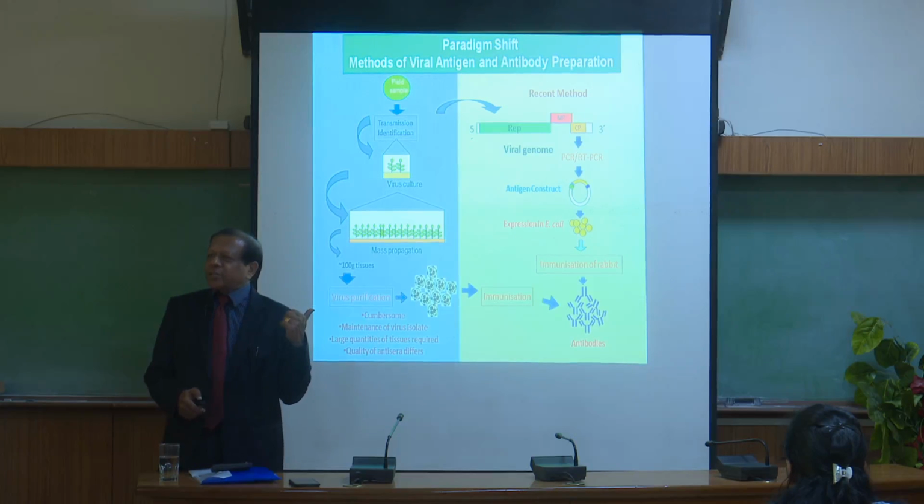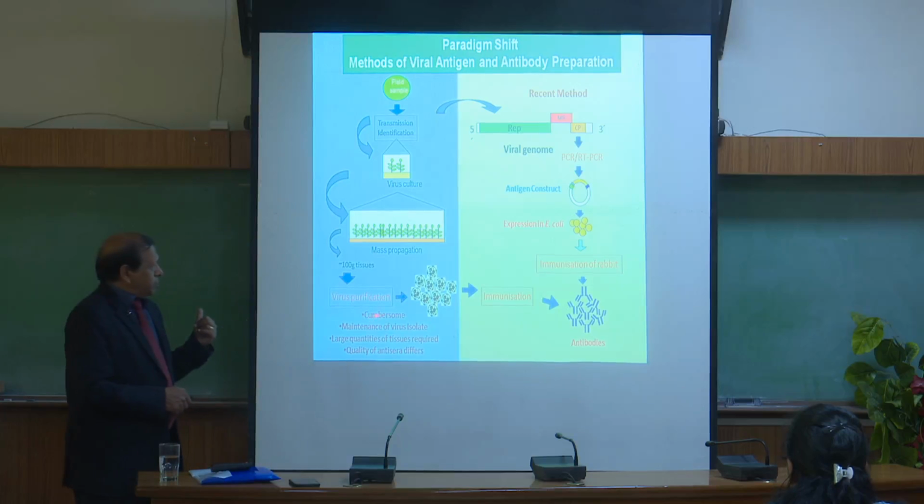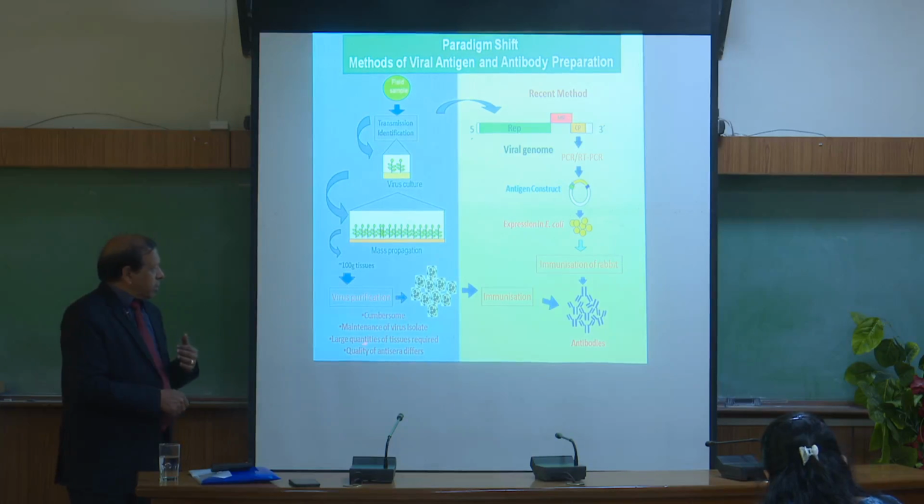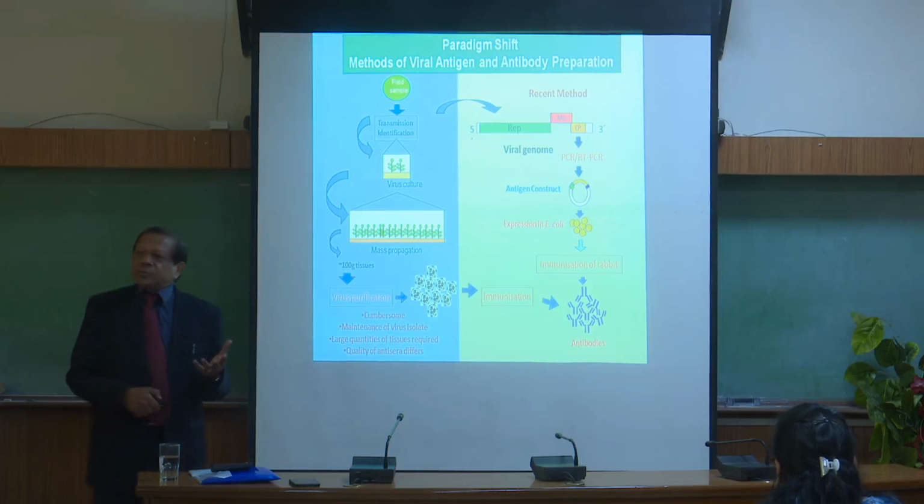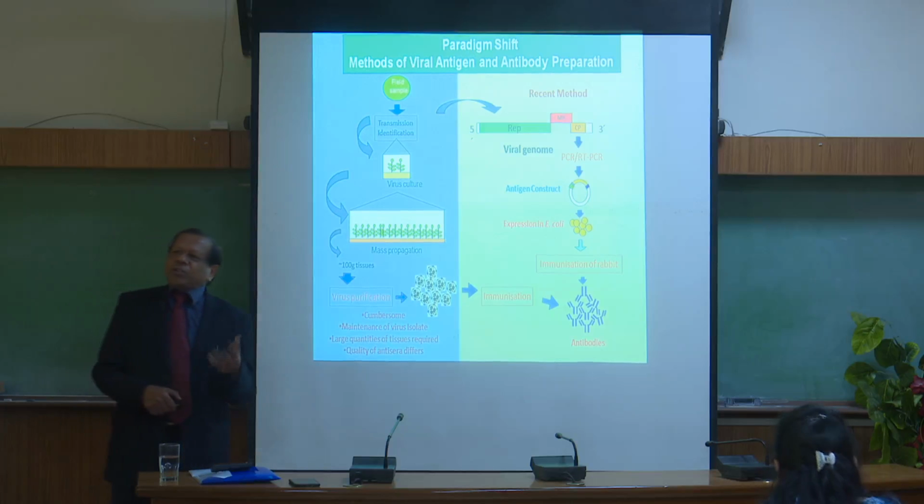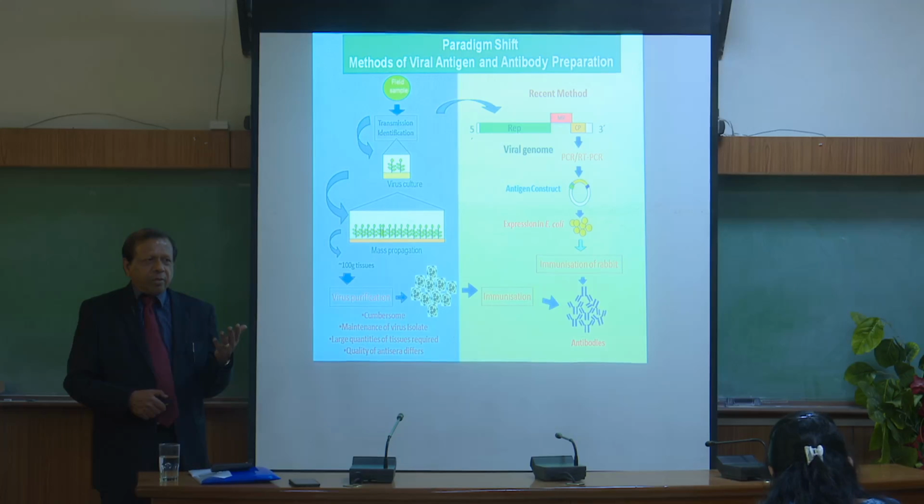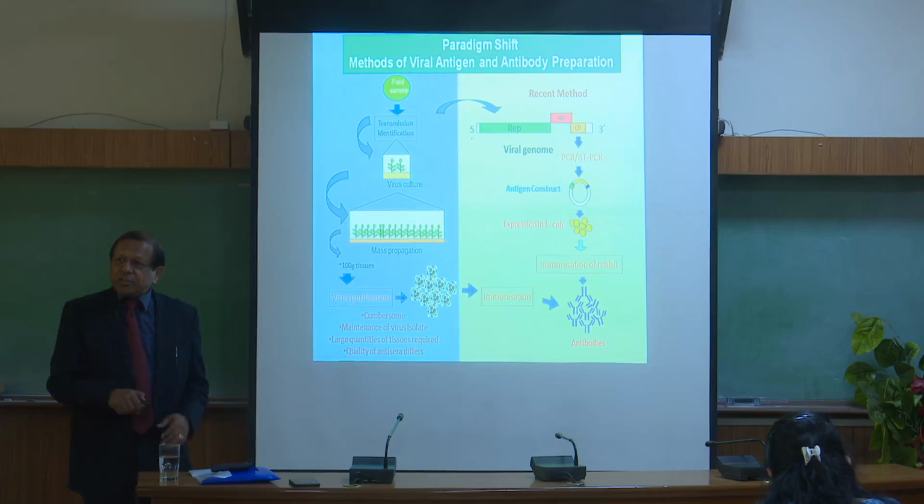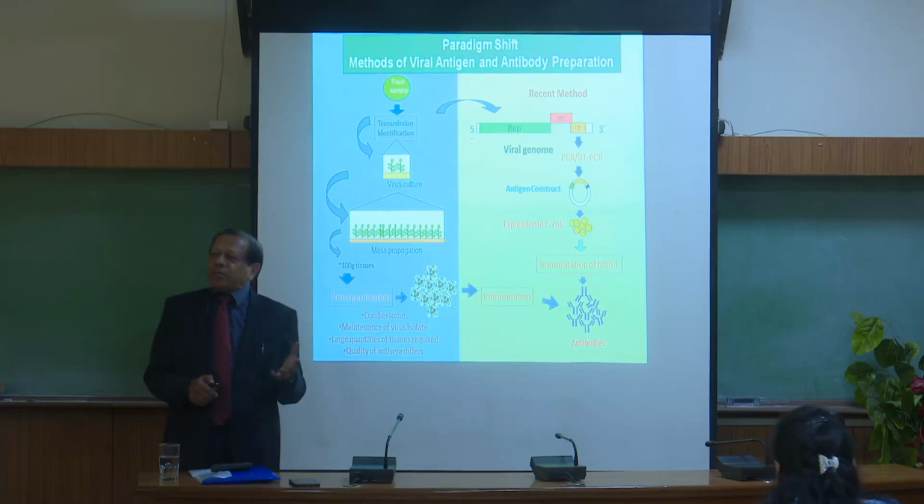But this is a very cumbersome method. You need to maintain the virus actually. Then you require a large amount of tissue. And then the quality of the antibody will always differ depending upon the sample you have taken. Every time it will differ actually. So in order to overcome these difficulties, we have gone for the recombinant approach, and that is again genome assisted actually.